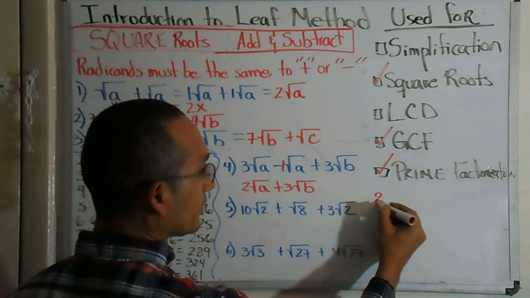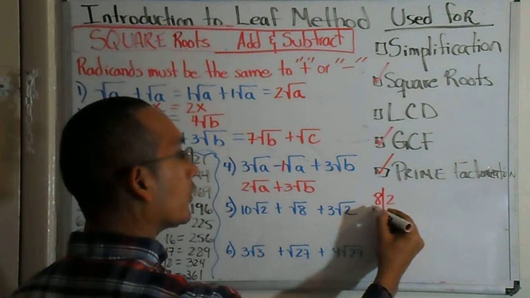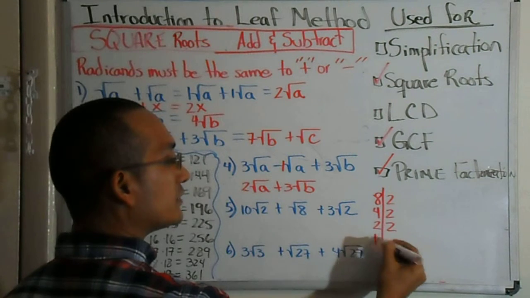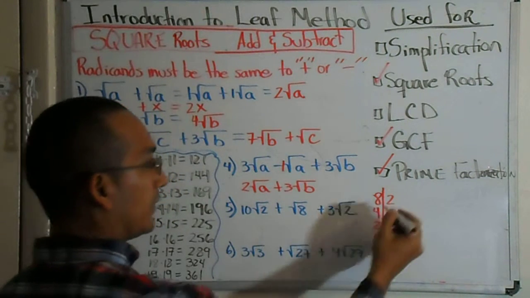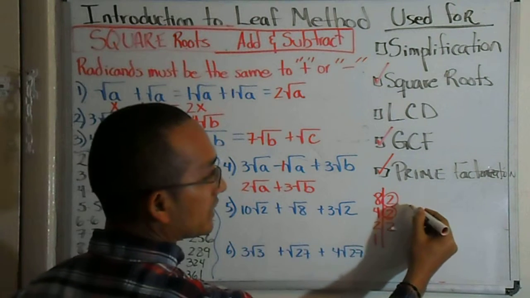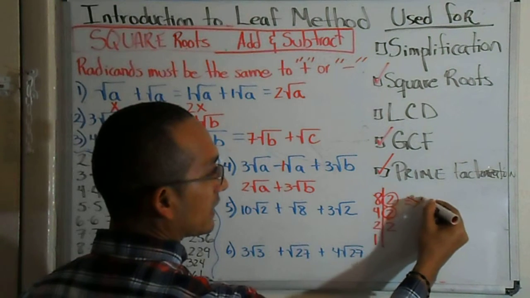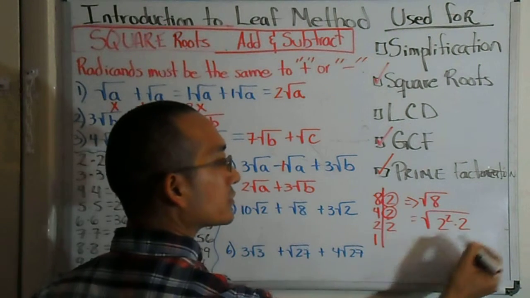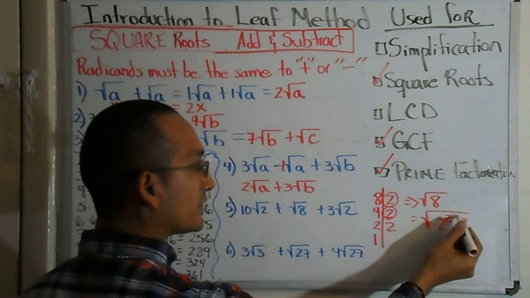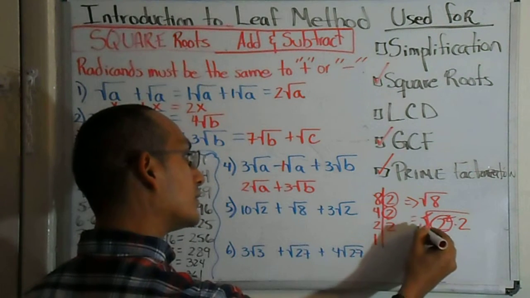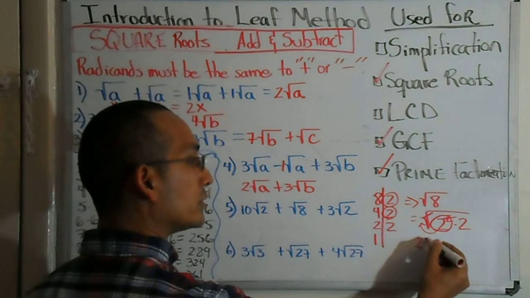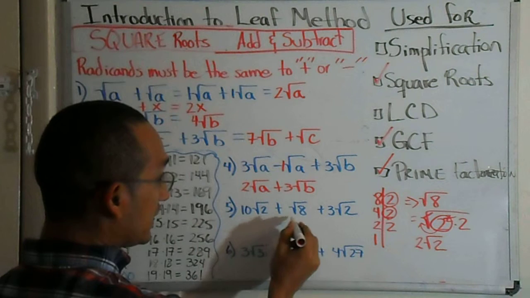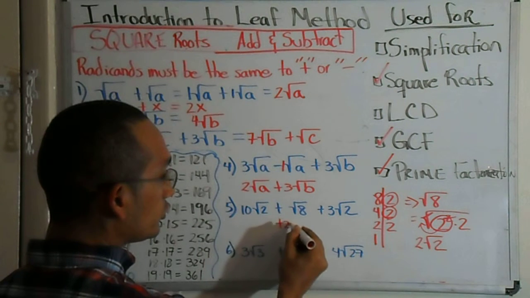8 is divisible by 2, 4 times. 4 is divisible by 2, 2 times. And 2 divided by 2 is 1. So you circle the pairs. Therefore the square root of 8 is the same thing as 2 square root of 2. Notice that the square and the square root cancel, the 2 goes outside, and therefore it becomes 2 square root of 2. Now notice how it's becoming very similar, right? This is plus 2 square root of 2.